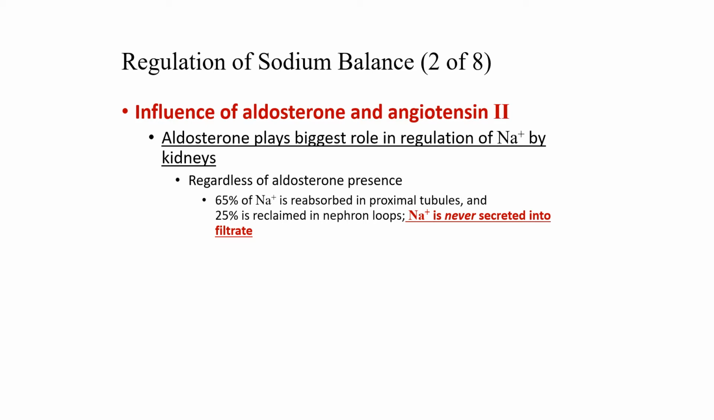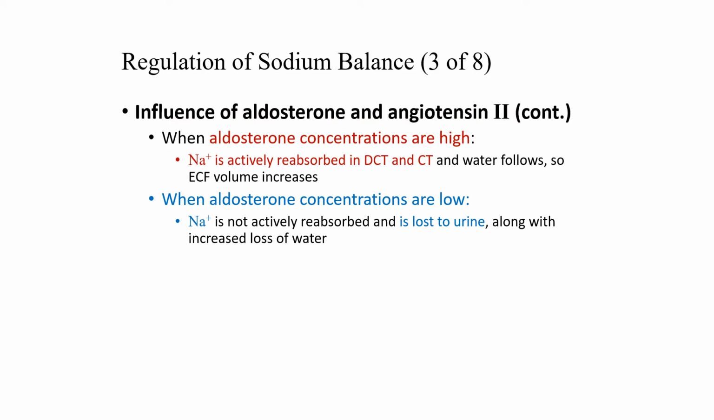So aldosterone plays the biggest role in regulating sodium, and this is via the kidneys, so that sodium is never secreted into the filtrate, mainly because 65% of the sodium is reabsorbed in the proximal convoluted tubules, and that 25% is reclaimed in the nephron tubes.